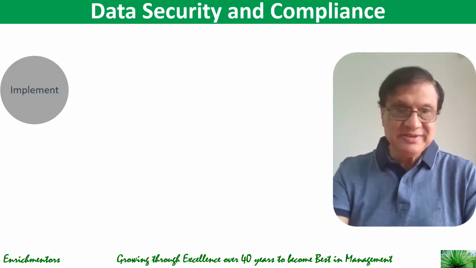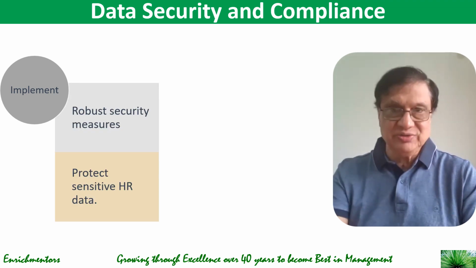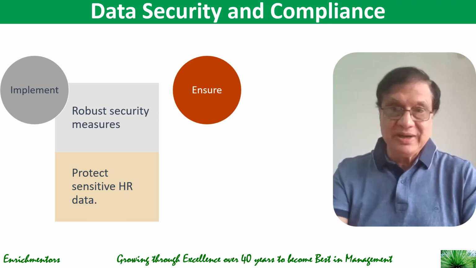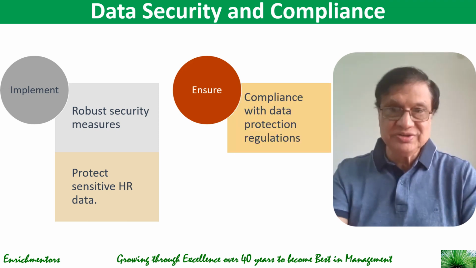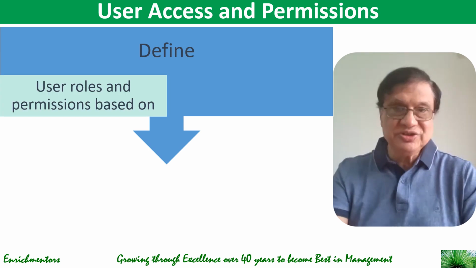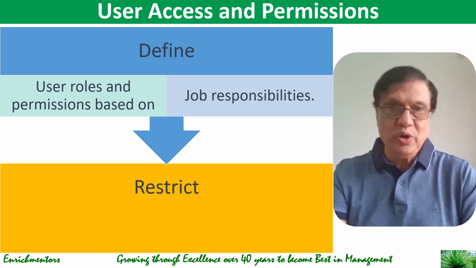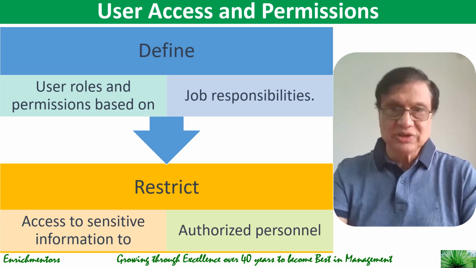Data security and compliance is the next thing. Implement robust security measures to basically protect sensitive HR data. You will have a lot of sensitive HR data, and you need to implement security measures that are robust, so that they stay in place and don't fall away. Ensure compliance with the data protection regulations like GDPR, HIPAA, etc., etc. Define user roles and permissions based on the job responsibilities and restrict access of sensitive information to authorized personnel only.